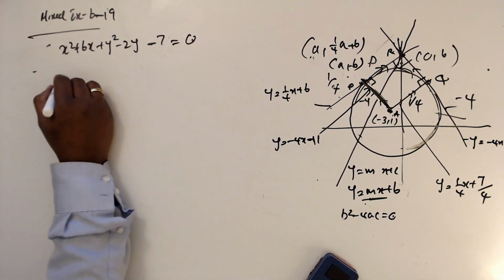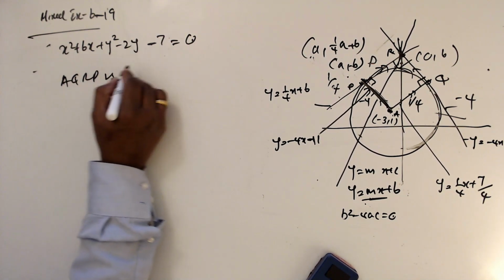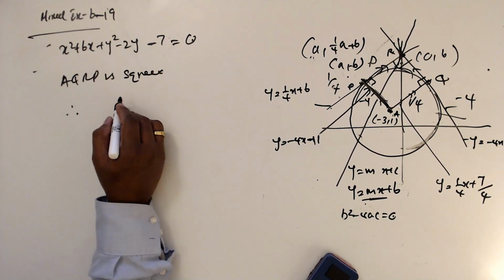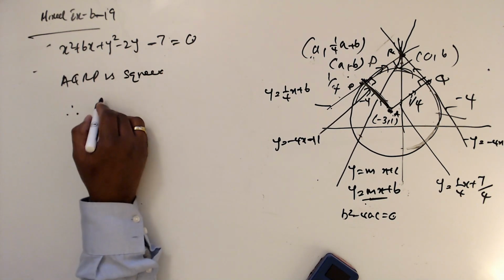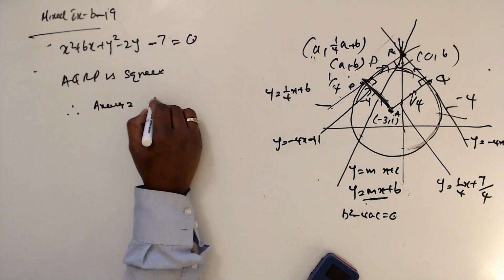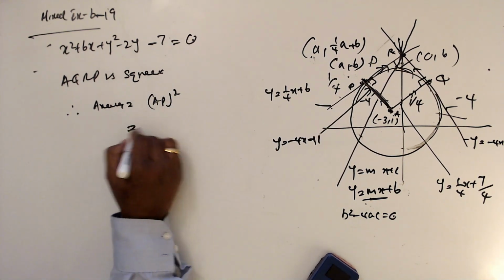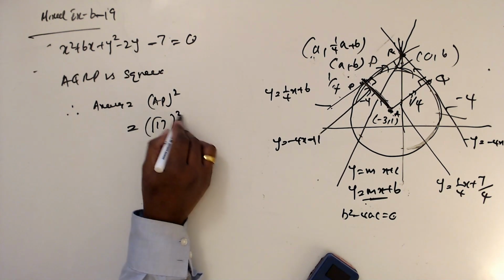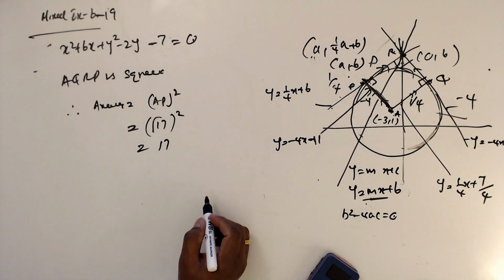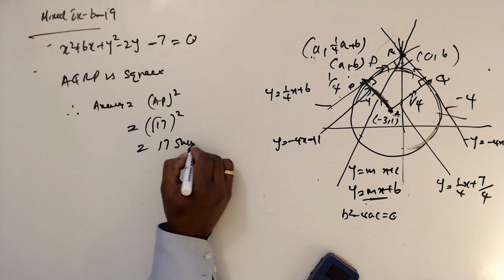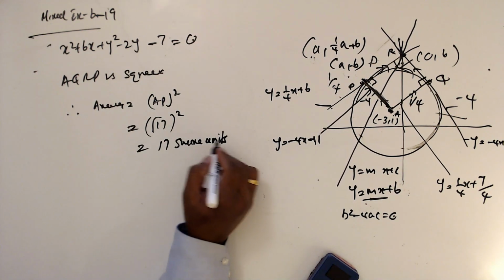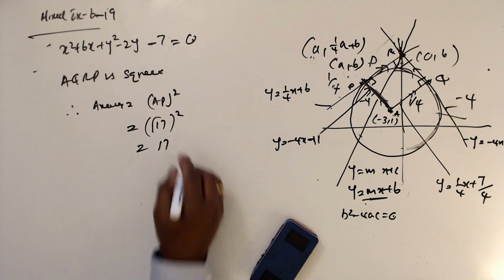AQRP is a square. Hence the area is AP squared, which is square root 17 squared, because we found out the radius is square root 17. So the area is 17 square units.